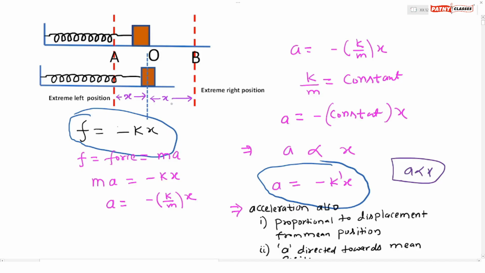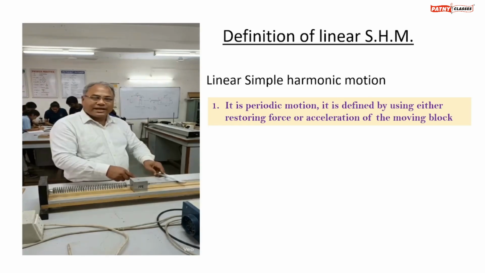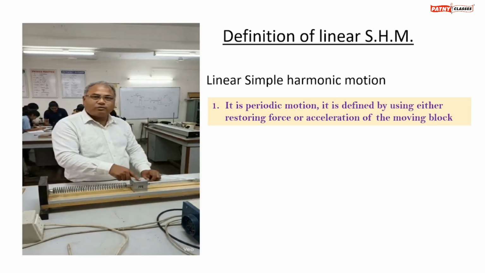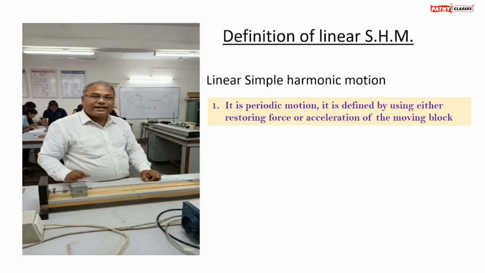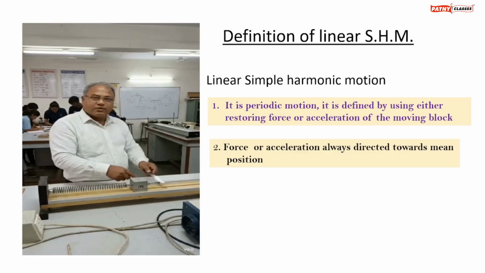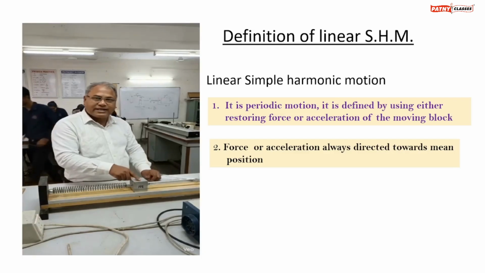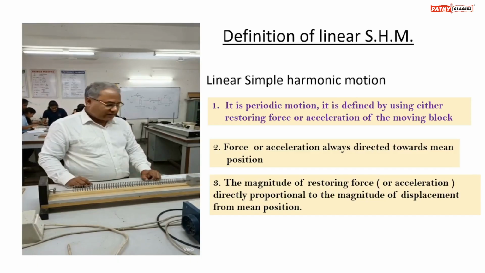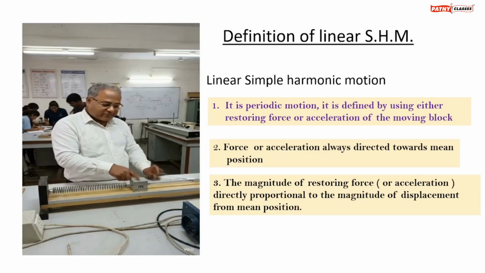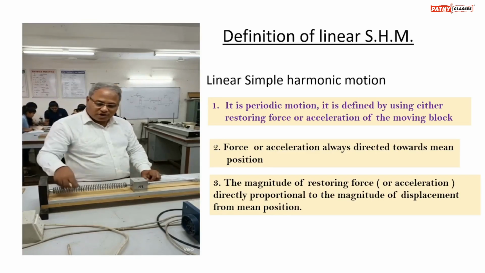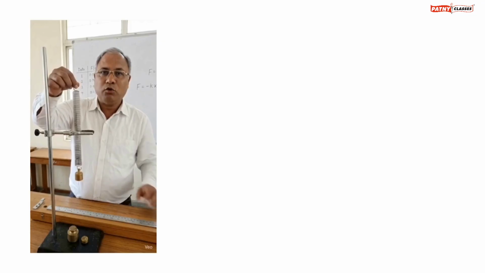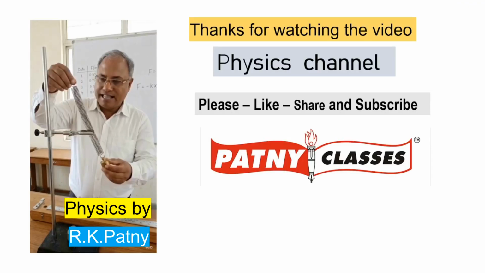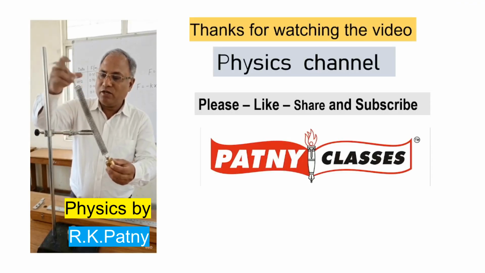By using these three ideas, now we can define linear simple harmonic motion. It is a periodic motion. It is defined by using either restoring force or acceleration of the moving block. Second, the force or acceleration is always directed towards the mean position. And the third one, the magnitude of restoring force or acceleration is directly proportional to the magnitude of displacement from mean position. This was the little talk about springs and linear simple harmonic motion.